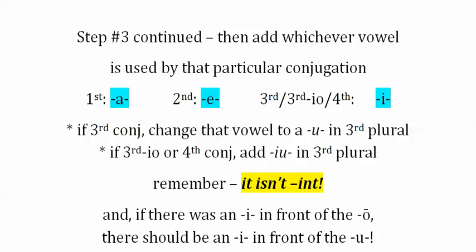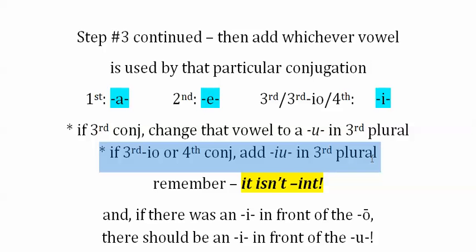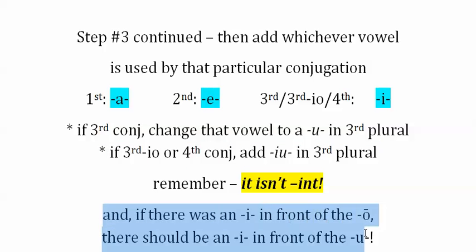To continue step 3, now I'm ready to think about what vowel I'm going to add onto all those empty stems I have hanging around. Because this is a 3rd-io verb, the vowel I'm going to use is I. However, it's important to note this exception. When I have a 3rd-io or fourth conjugation verb, instead of just adding I in the third person plural, I'm going to add IU. So, another way to check yourself is, if there was an I in front of the letter O in the first principal part, then there should be an I in front of the U when you're creating the third person plural. If the O didn't have an I in front of it, then the U doesn't need an I in front of it.